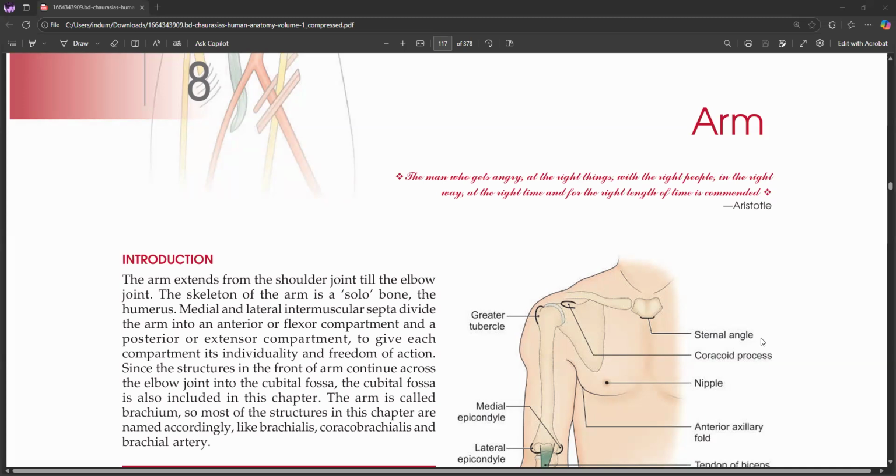Today we are going to read chapter number 8, Arm, from the book B.D. Chaurasia, Human Anatomy, Volume 1. So let's get started. Introduction.